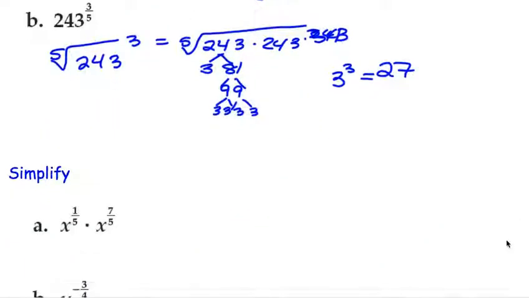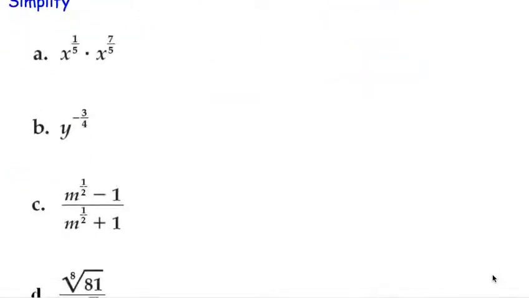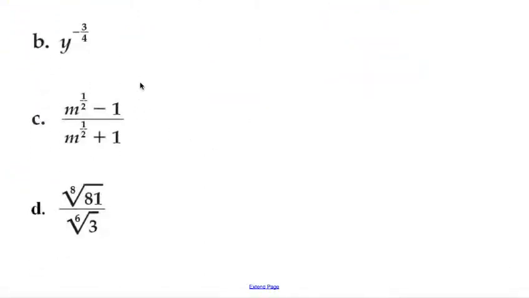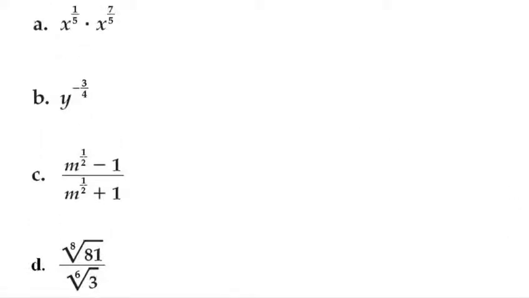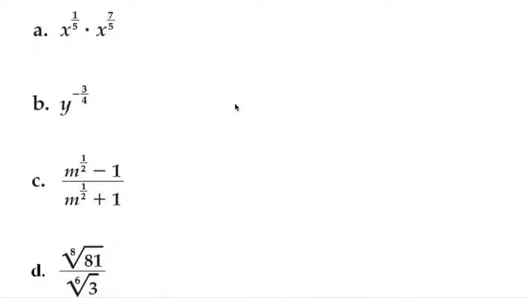Alright, this last set, we're also going to be using our rules for exponents. So the first one, I have x to the 1/5 times x to the 7/5. Remember, when you multiply things that have the same base, you are going to be adding their exponents. So this becomes x to the 8/5, which you know from rewriting is the fifth root of x to the 8th.